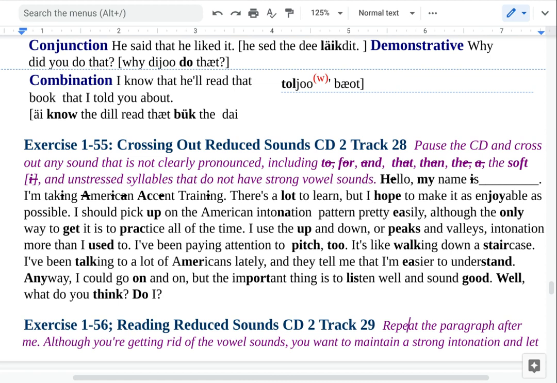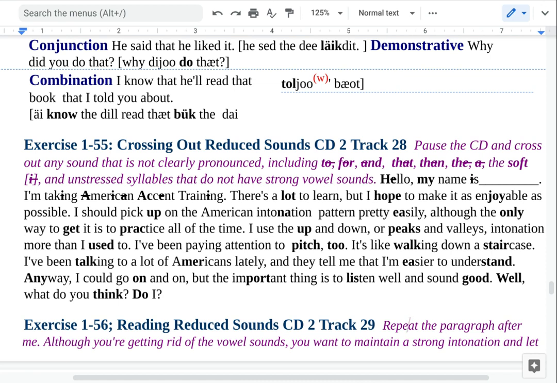Although you're getting rid of the vowel sounds, you want to maintain a strong intonation and let the sounds flow together. For the first reading of this paragraph, it's helpful to keep your teeth clenched together to reduce excess jaw and lip movement. Let's begin.